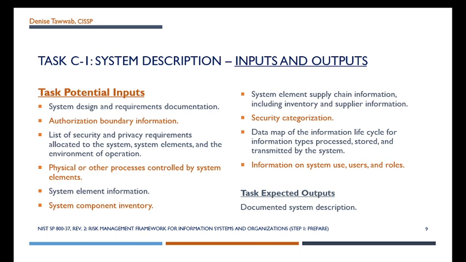You also want to look at system element supply chain information, including your inventory and supplier information, security categorization, the data map of the information lifecycle for information types that are processed, stored, and transmitted by the system, and information on how the system is used, the users, and the roles. The expected output from task C1 is a documented system description.